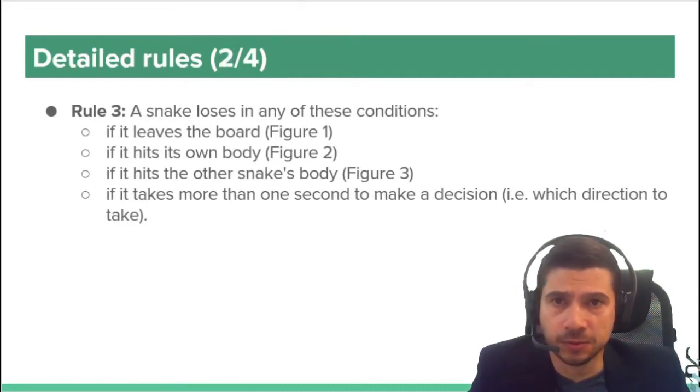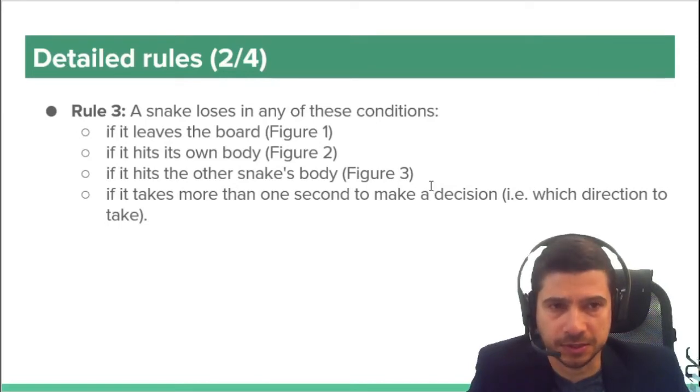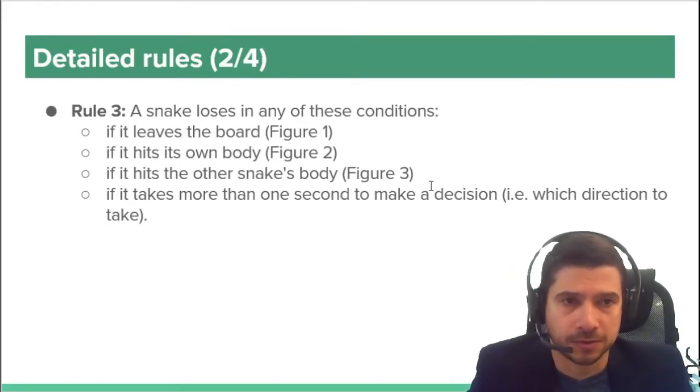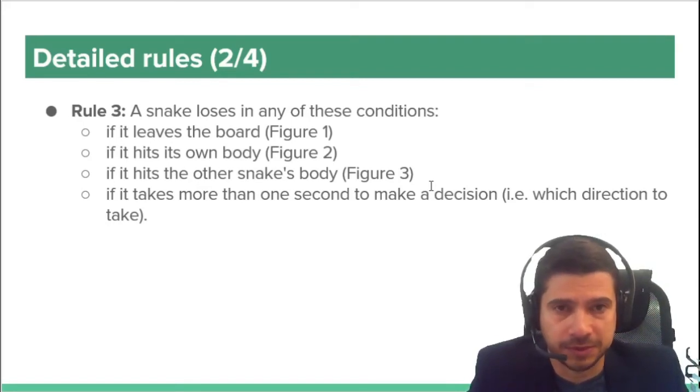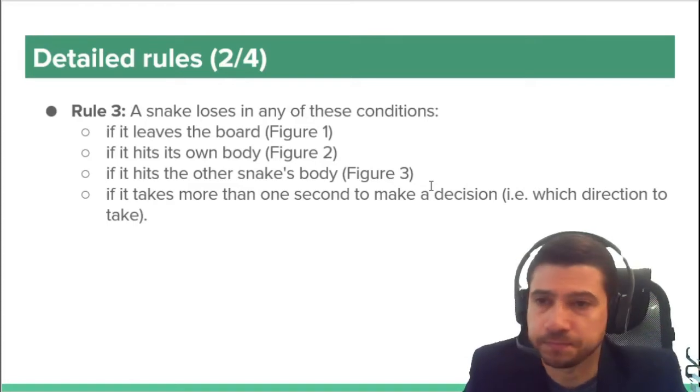A snake loses if one of these conditions is met: if it leaves the board, if it hits its own body, if it hits the other snake's body, and if it takes more than 1 second to take the decision. In fact, the two threads are running at all times. Each bot is assigned to a thread, and it has 1 second to process the information, take the decision, and inform the game what the decision was, in this case the direction the snake should take. If the bot requires more than 1 second, it loses.